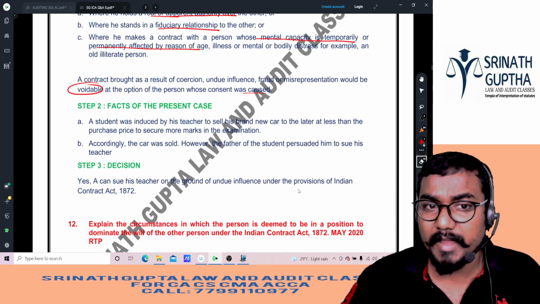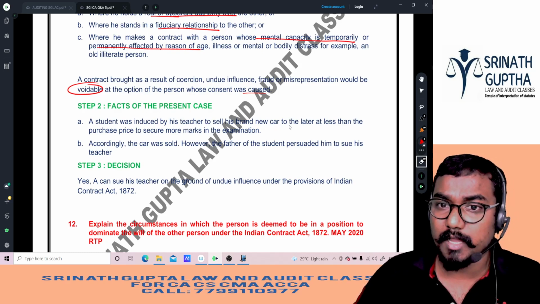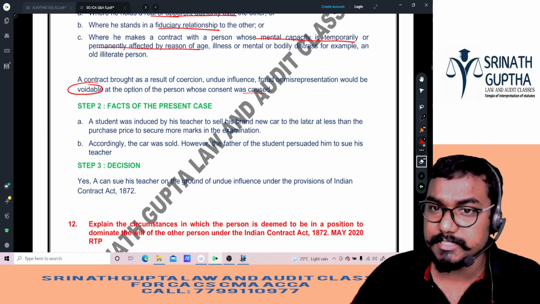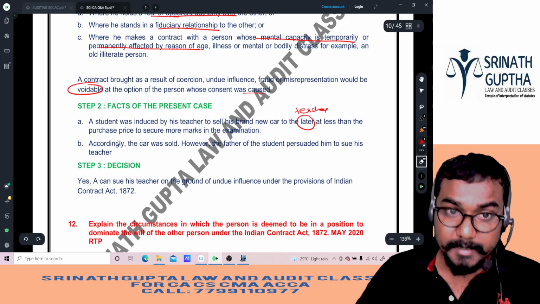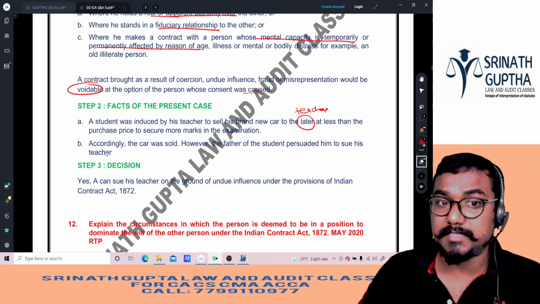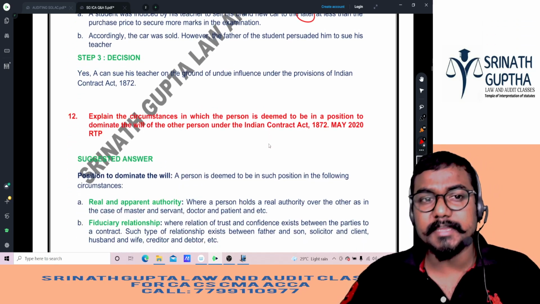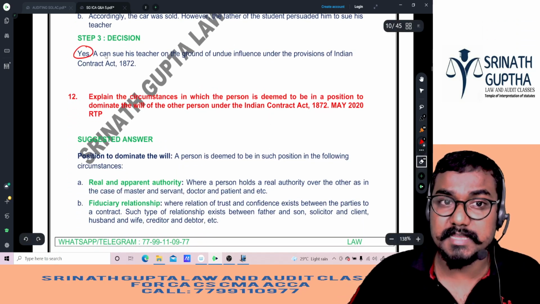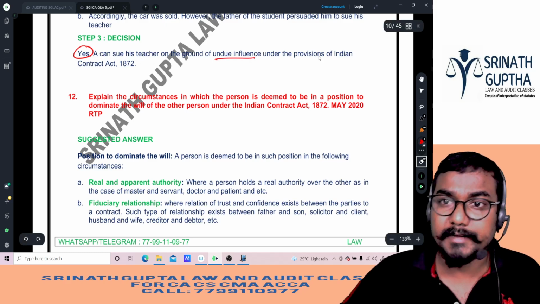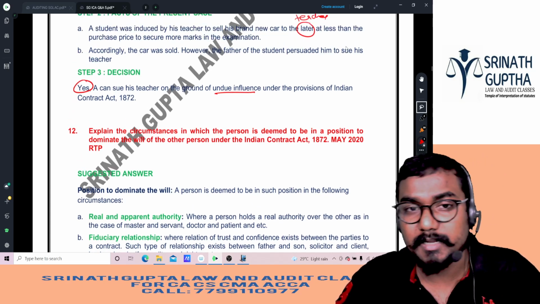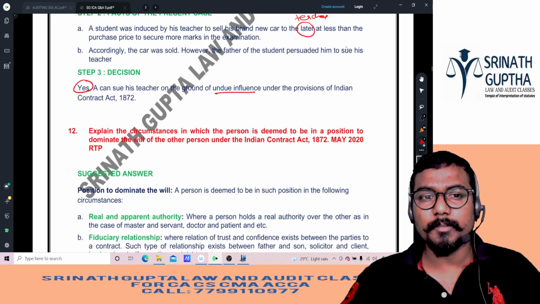Facts of the present case. A student was induced by his teacher to sell his brand new car to the latter, meaning to the teacher, at less than the purchase price to secure more marks in the exam. Accordingly, the car was sold. However, the father wants to file a case against the teacher. Can he? Yes. And the decision: yes, A can sue his teacher on the ground of undue influence under the provisions of the Indian Contract Act. If you write like this, you will get 5 out of 5. It is 4.5. Full marks.